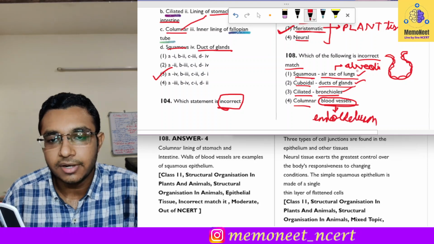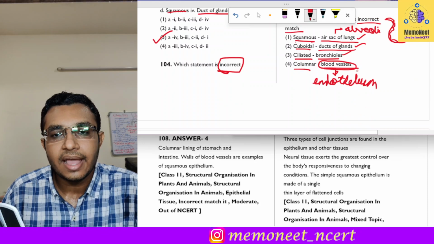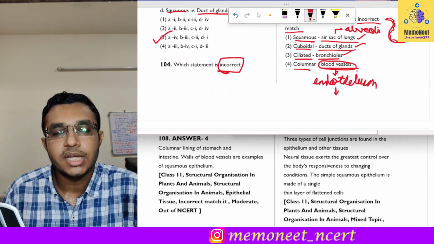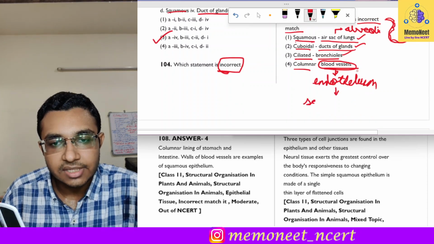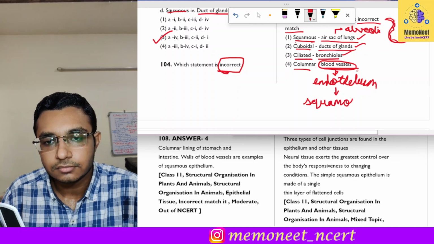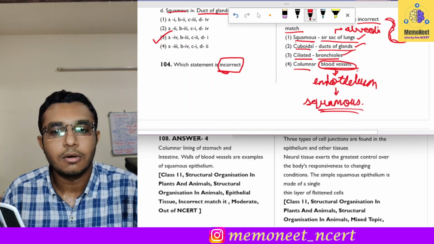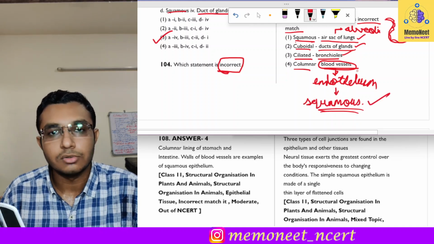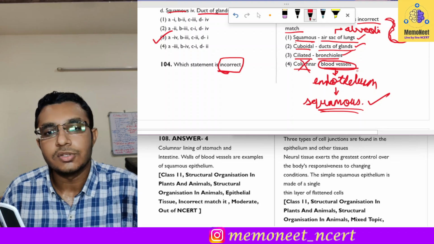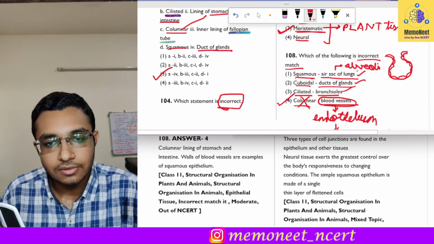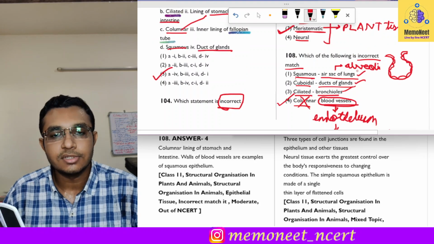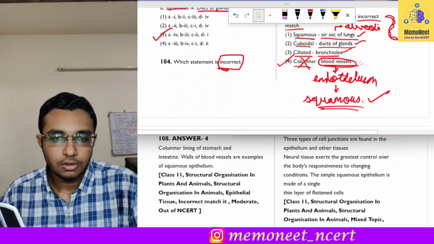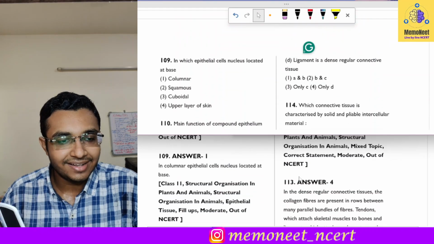Okay, the blood vessels contain the endothelium, and this endothelium is which type of epithelium? It is the squamous epithelium. Okay, it is not a columnar epithelium. So blood vessels do not contain columnar epithelium, so the incorrect matching is option 4. So the correct answer of this question is option 4. Moving on to the next question, that is question number 109.